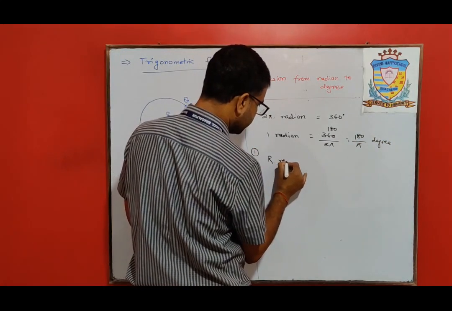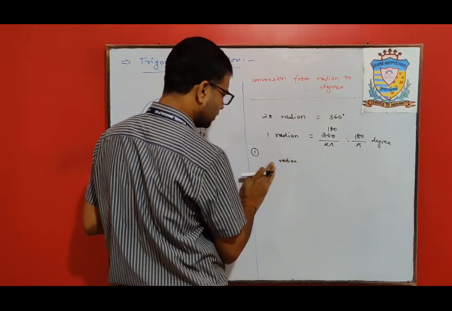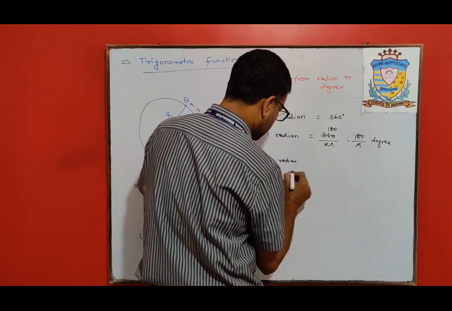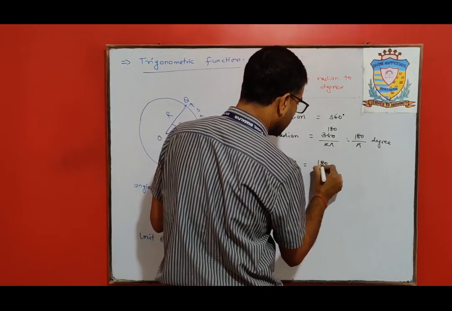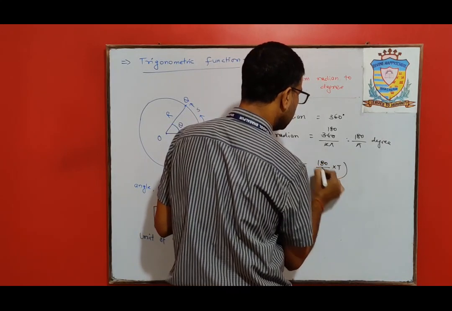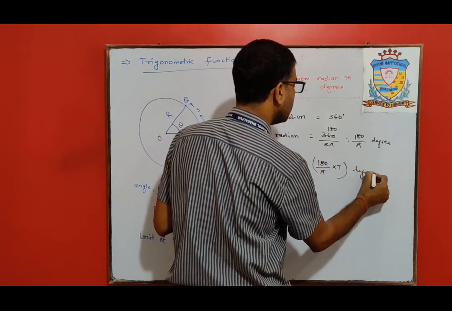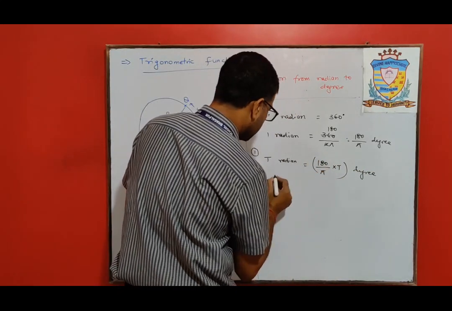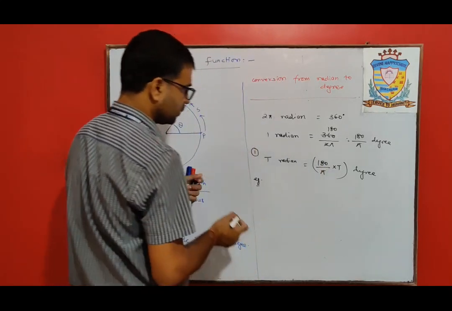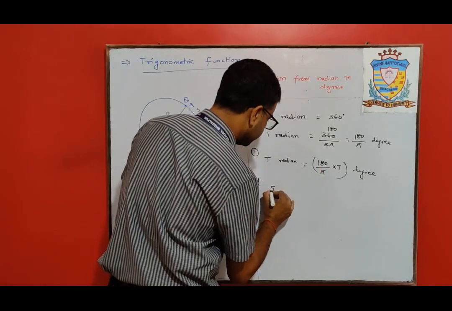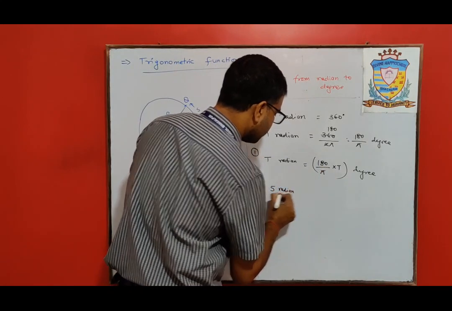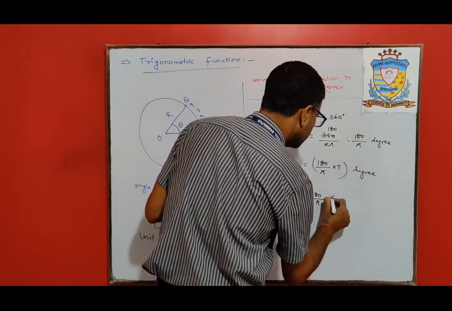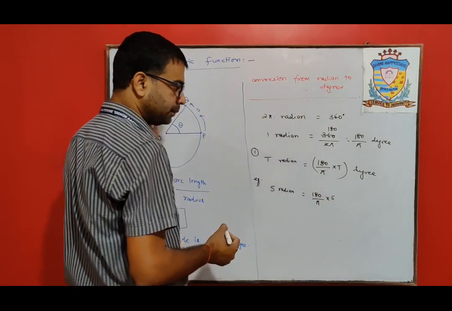So first example, if we have to convert, or take another example, t radian. So t radian can be written as 180 upon pi into t degree. Take an example. Suppose we have to convert 5 radian. So 5 radian can be written as 180 upon pi into 5. Clear?